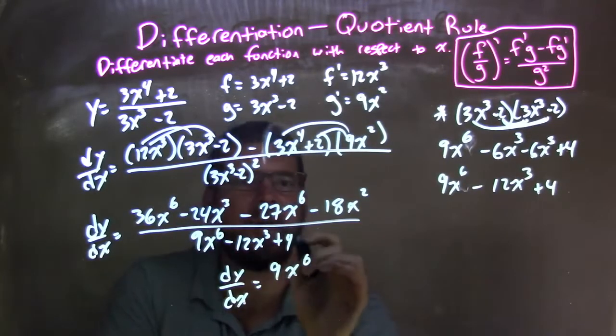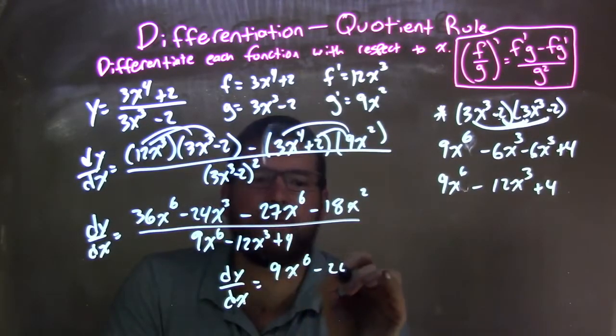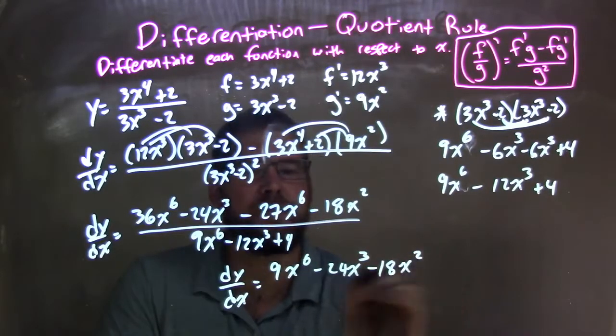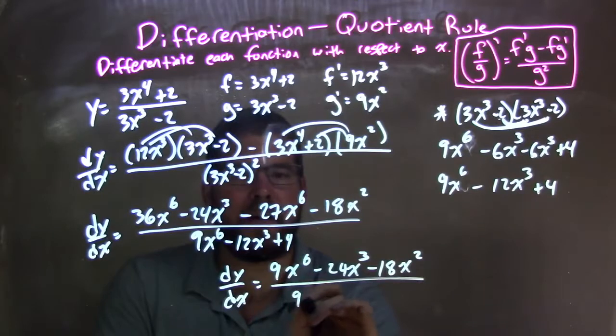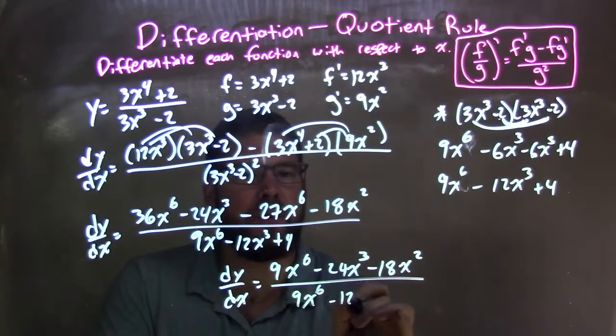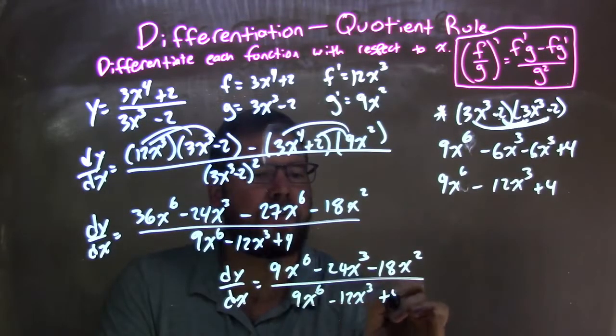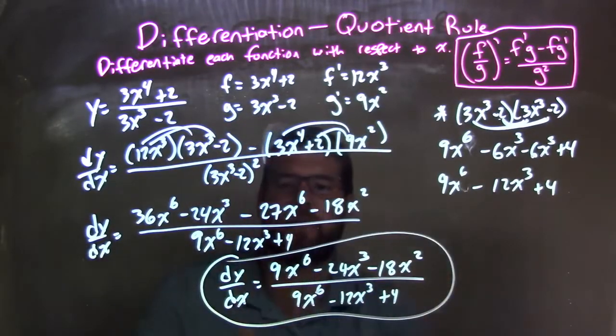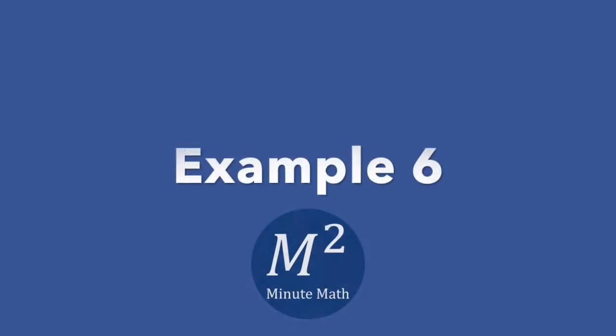I use these two up. Now the third power is left, minus 24x to the third minus 18x squared, all over my denominator, 9x to the 6th minus 12x to the third plus 4. And there we have our final answer and our derivative.